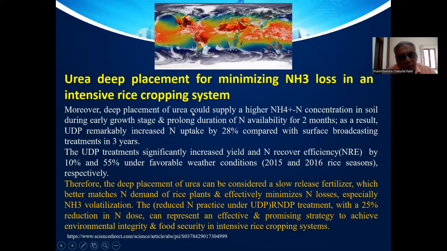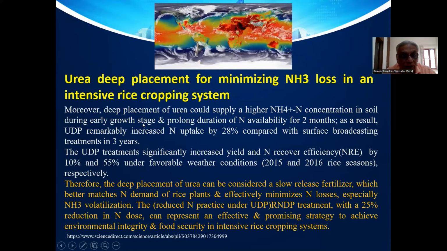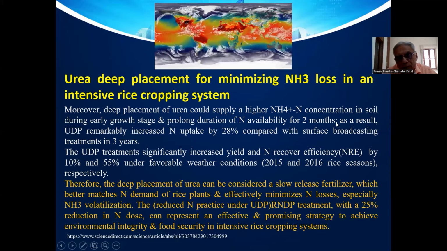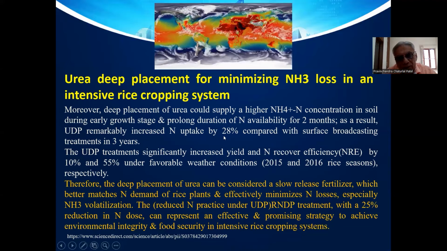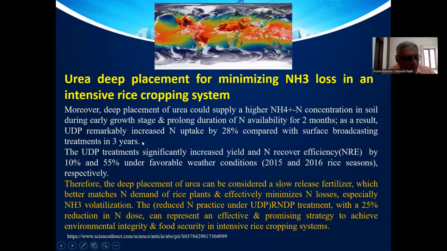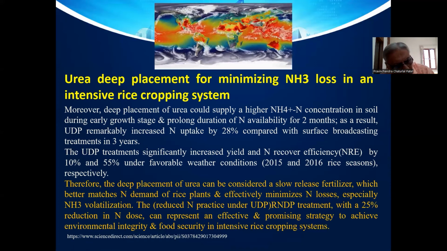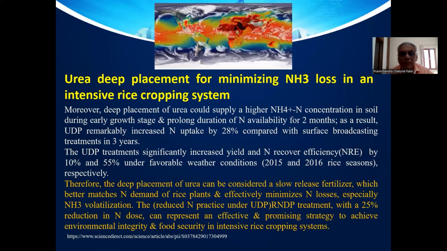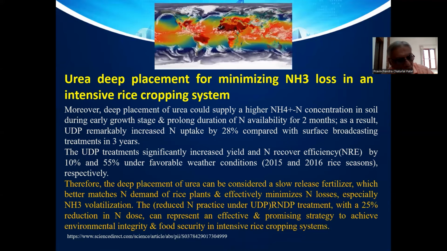Moreover, deep placement of urea could supply a higher ammonium nitrogen concentration in soil during early growth stage and prolonged duration of nitrogen availability for 2 months. As a result, urea deep placement remarkably increased nitrogen uptake by 28% compared with the surface broadcasting treatment in 3 years. You know that any crop requires nutrients throughout the life period. So the life period of the rice is 4 months.